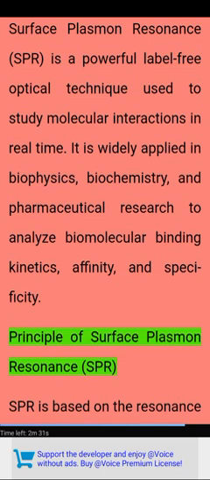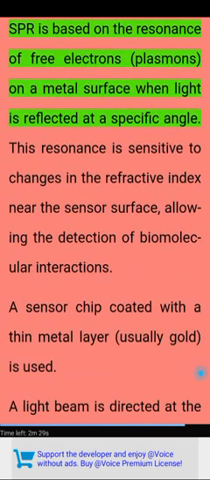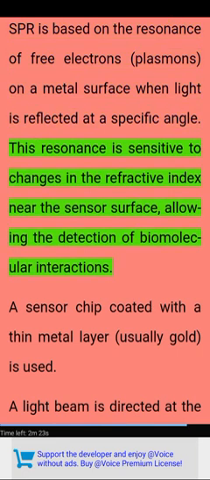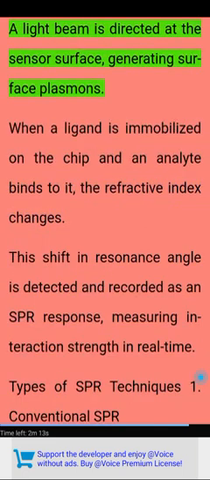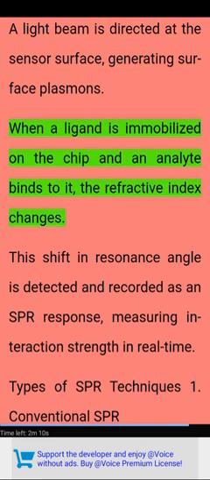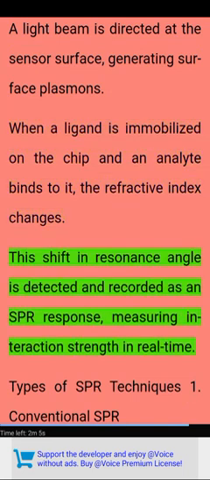Principle of surface plasmon resonance (SPR). SPR is based on the resonance of free electrons, plasmons, on a metal surface when light is reflected at a specific angle. This resonance is sensitive to changes in the refractive index near the sensor surface, allowing the detection of biomolecular interactions. A sensor chip coated with a thin metal layer, usually gold, is used. A light beam is directed at the sensor surface, generating surface plasmons. When a ligand is immobilized on the chip and an analyte binds to it, the refractive index changes. This shift in resonance angle is detected and recorded as an SPR response, measuring interaction strength in real time.